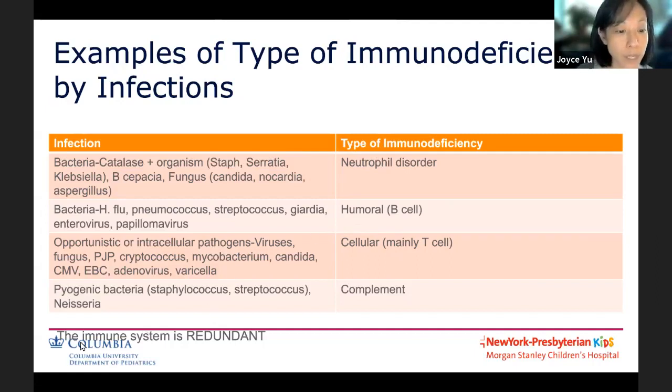But the most important thing here, which is kind of hidden down here, is that the immune system is redundant. So it's not as if to say, oh, I have infection with this particular type of bacteria, it must just be this particular disorder. Because we have so much redundancy, it may be multiple areas that are affected. Or, for example, maybe one area is abnormal, but it's being compensated for by something else as well.